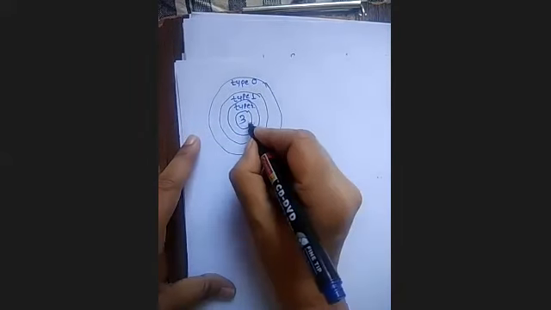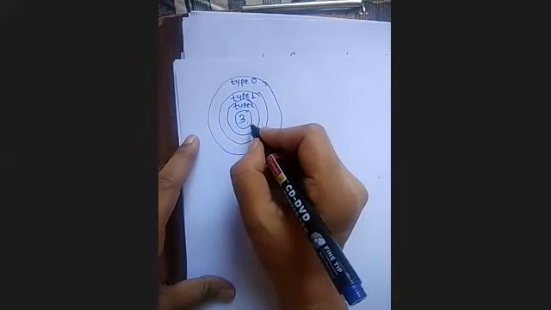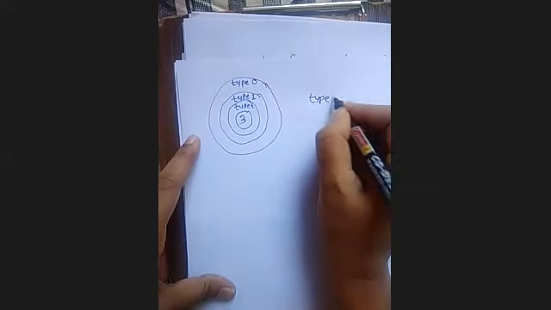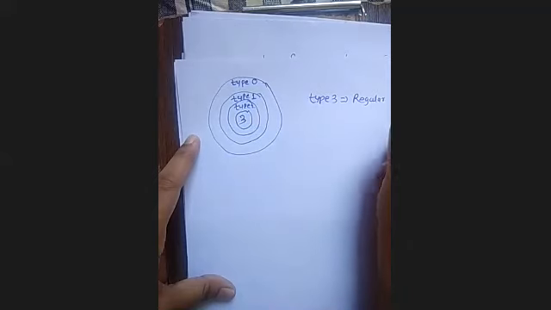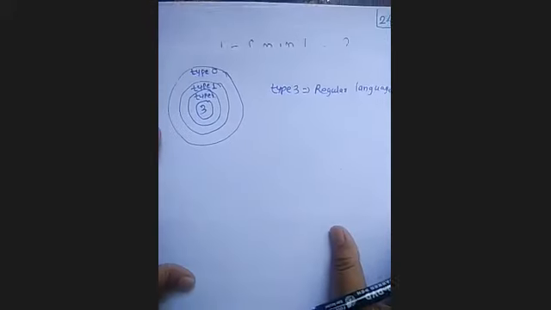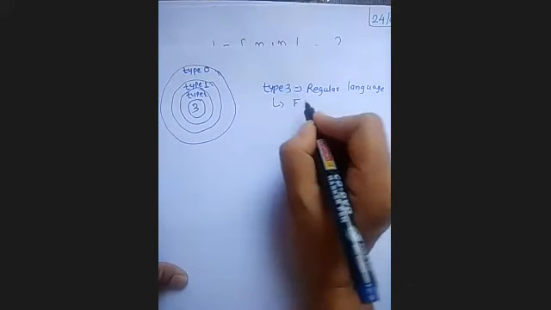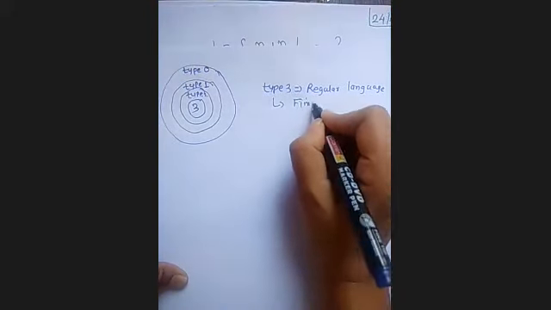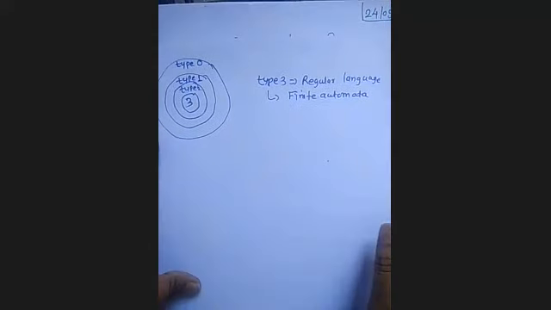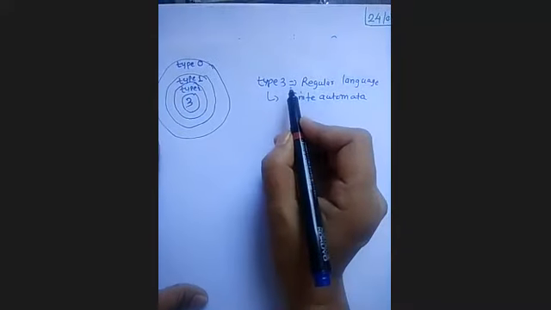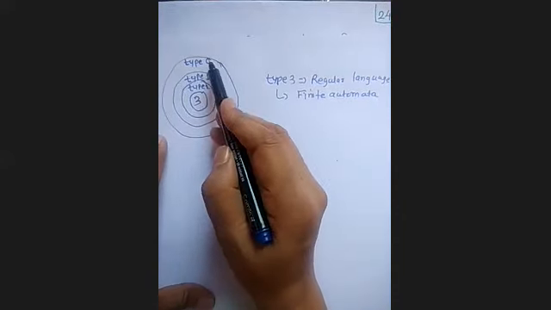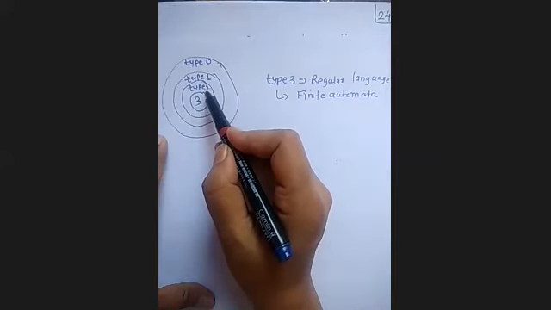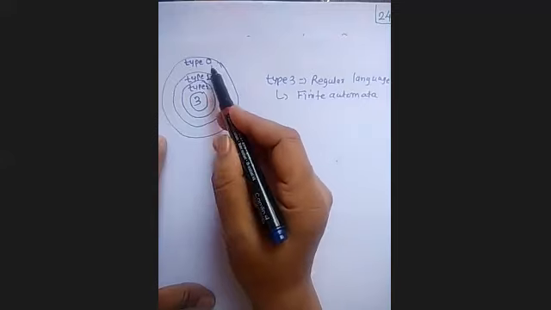Okay, so we know that type 3 is a regular language, and it is accepted by what? Finite automata. You should always remember this, then only you understand which language is accepted by which machine or automata. So type 3 is the least powerful, and the most powerful is type 0. Type 3 is a subset of type 2, type 2 is a subset of type 1, and type 1 is a subset of type 0.